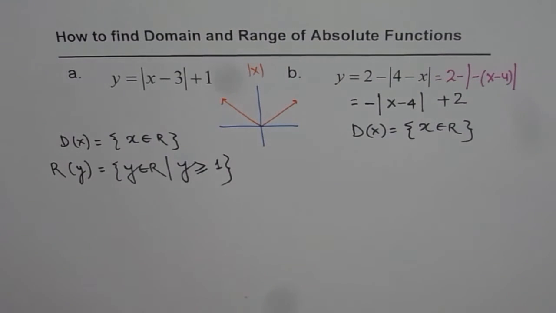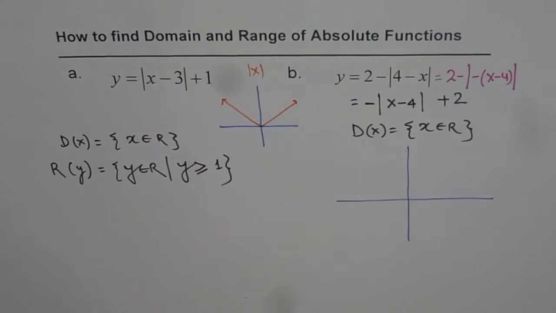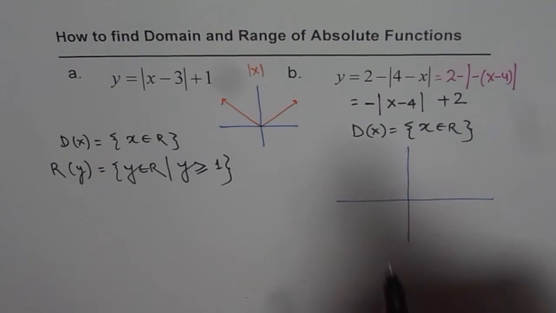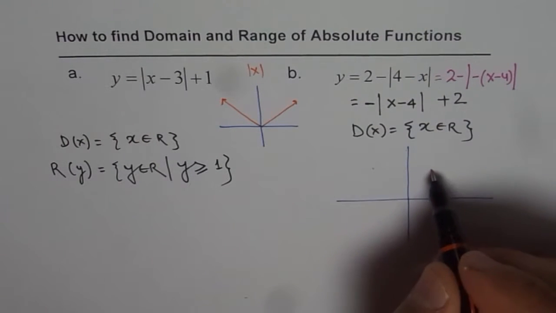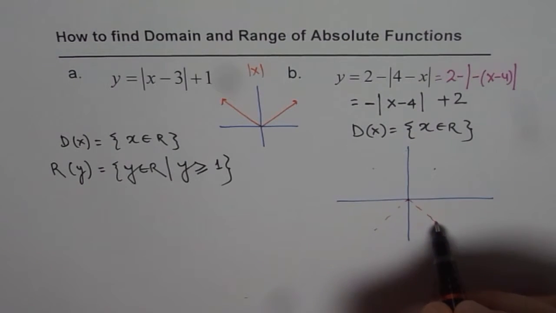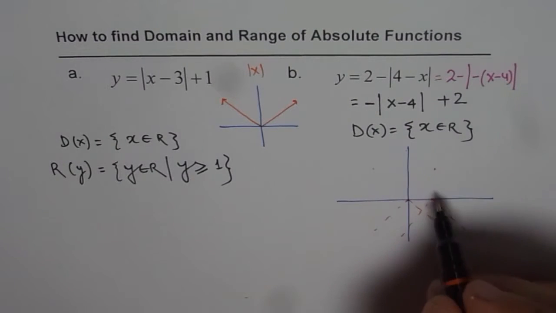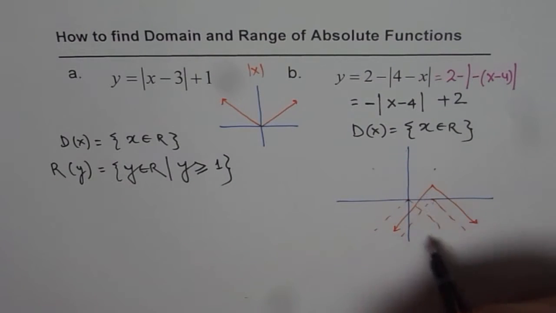So let me sketch this function also. So if you sketch it, what you find is that the function, this is our absolute x, right? It gets reflected. So let me reflect this function here like this. Then it gets translated 4 units to the right, like this, 4 units to the right and 2 units up. I'm just drawing a rough diagram, okay? So that's what we get, right?